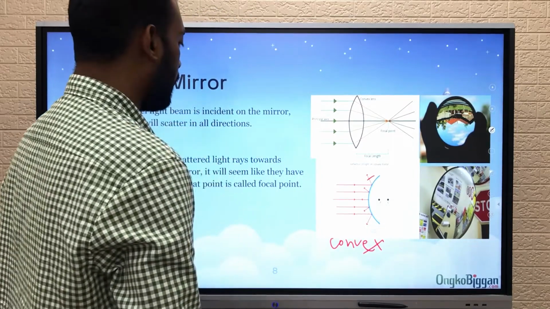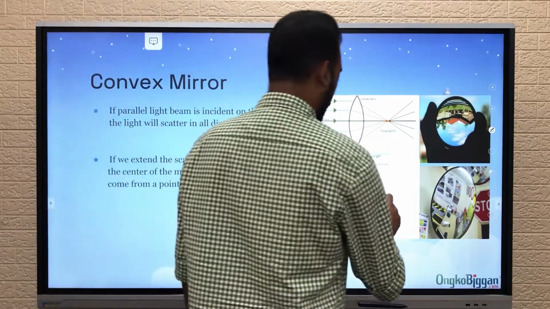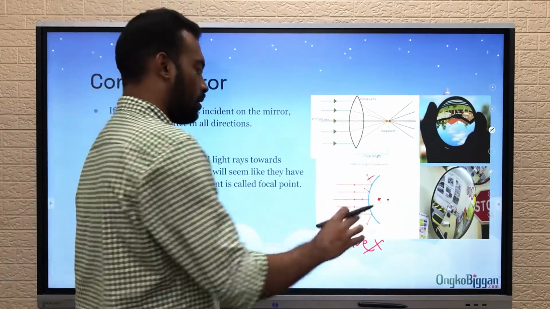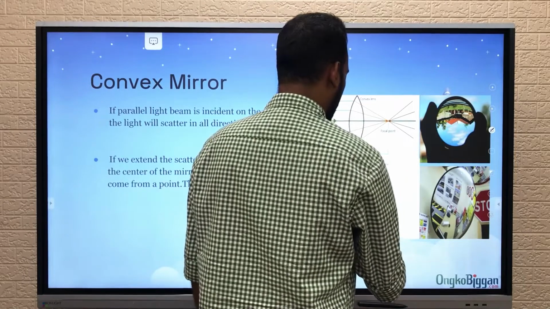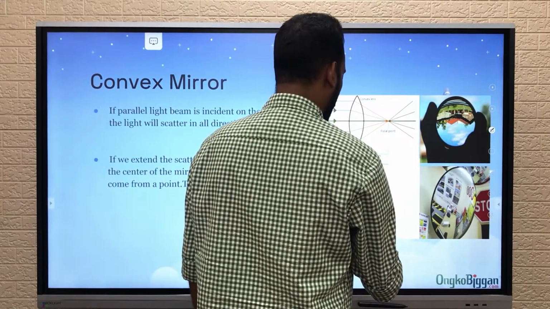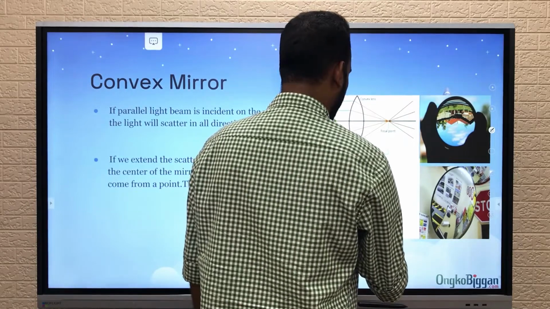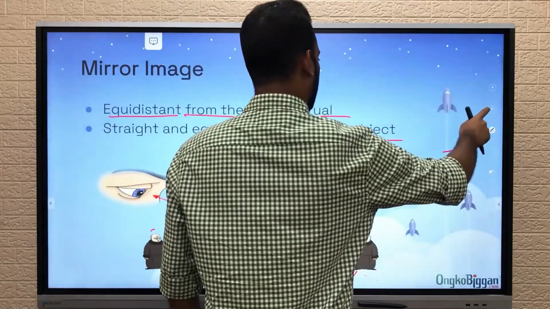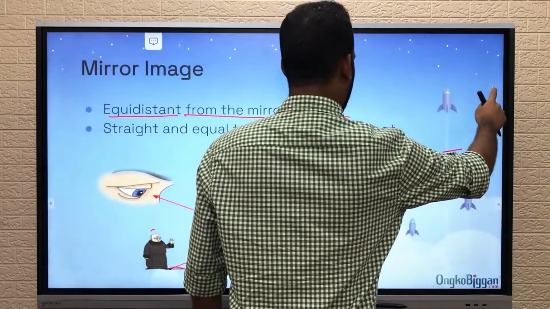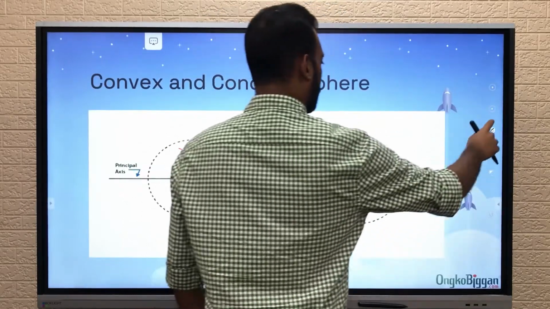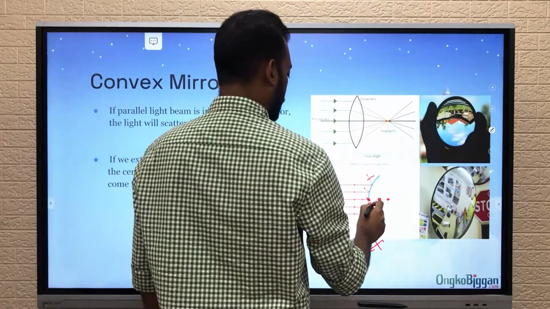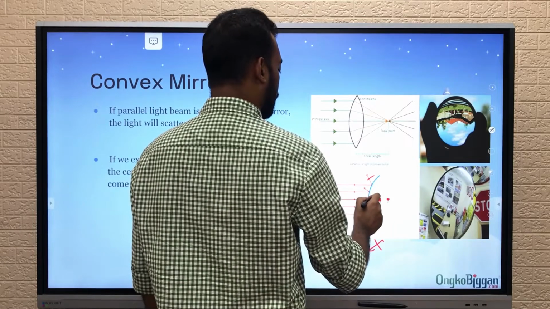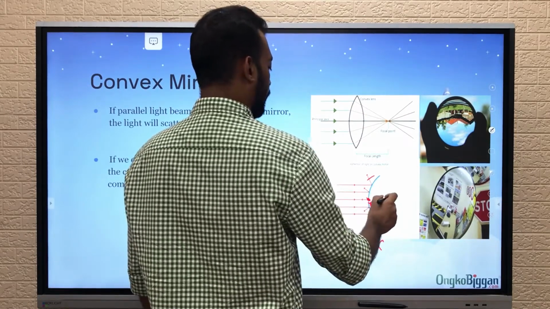Now, we need to understand one more concept, which is the focal point. F is the focal point, or as I have said, focus, same thing. This is the center of curvature, as I've said. What is this point called? I have shown in the previous slide that this portion is called the pole. So remember, this is P, the pole. This focal point will be exactly in the middle of the pole and the center of curvature.